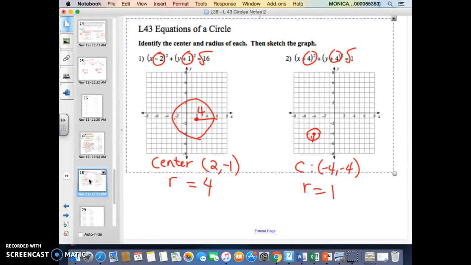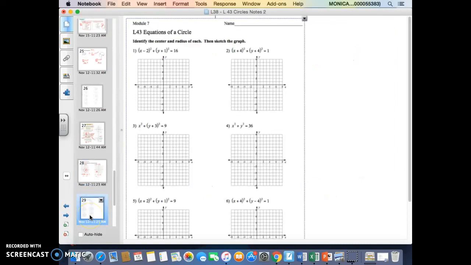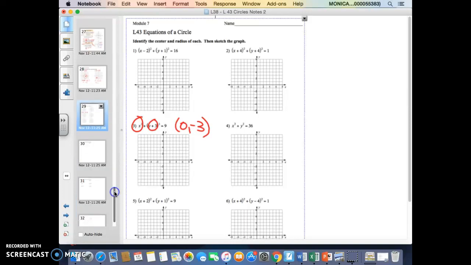All right, so let's see. Now you will have these problems to practice graphing. Please notice, for this situation here, you just have x squared. So you should know that that is 0. So your x coordinate is going to be 0. And because you have +3, your y coordinate is going to be -3. So if there's nothing there, that just tells you the coordinate point is 0.